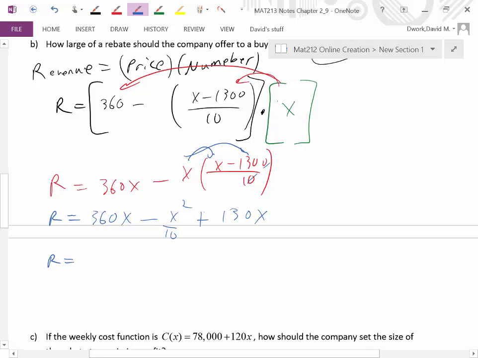So therefore now we can even do revenue is equal to, let's add those. So that's 490x minus x squared divided by 10. Now this looks pretty clean. Looks as good as we're going to get it.